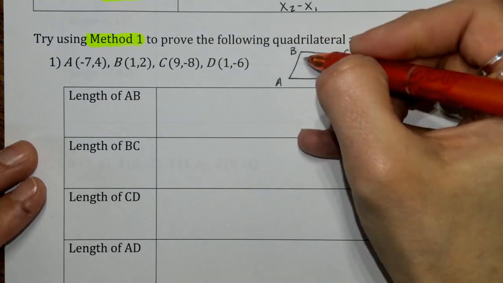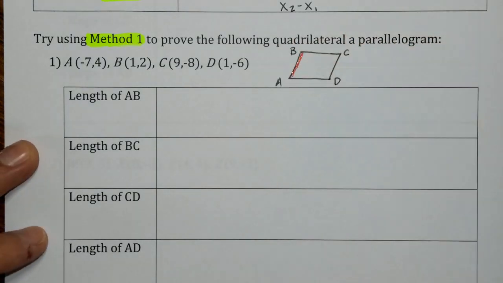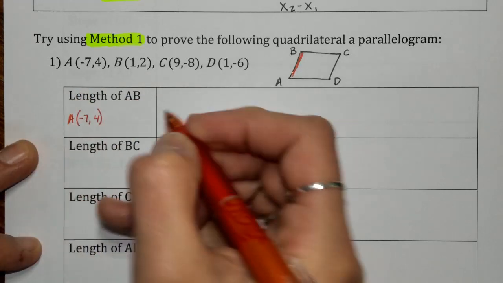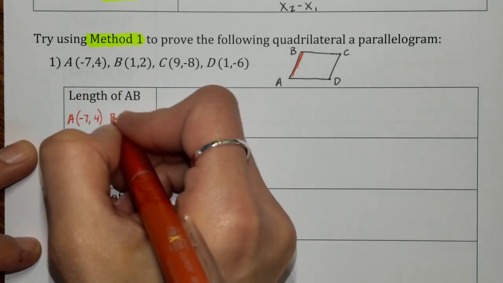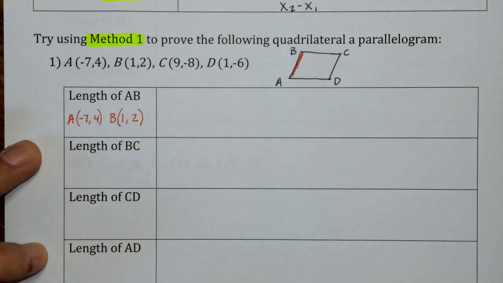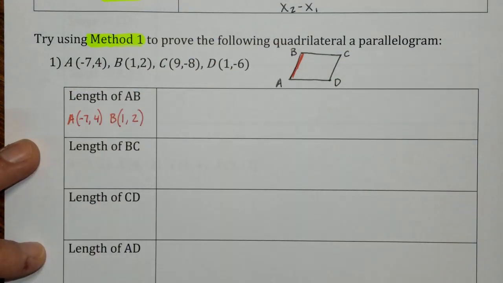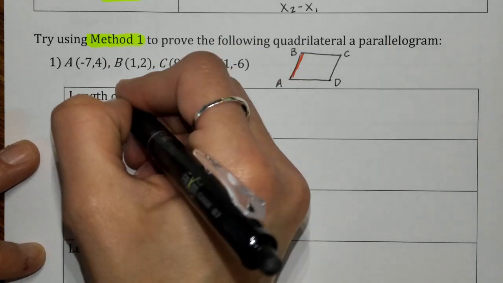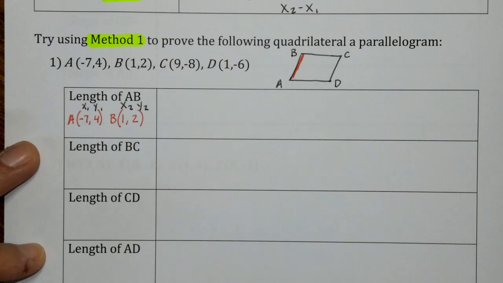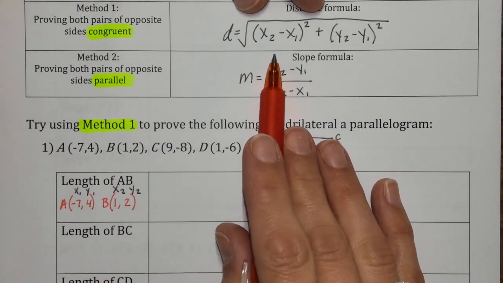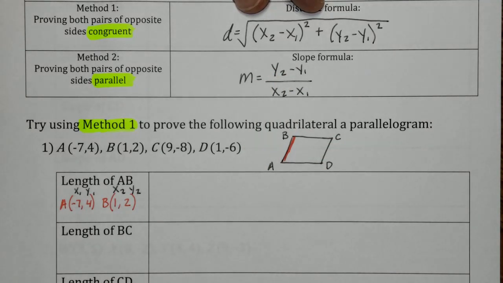So here, let's first find the length of AB. We'll define AB. We need point A, which is (-7, 4), and we need point B, which is (1, 2). So with the distance formula, and even with the midpoint formula, I've always taught my students to label your x's and your y's. So here we're going to have x1, y1, because it's the first coordinate written, and x2, y2, so that we can follow our formula right here and plug everything in where it belongs. There's less of a chance of making a mistake.